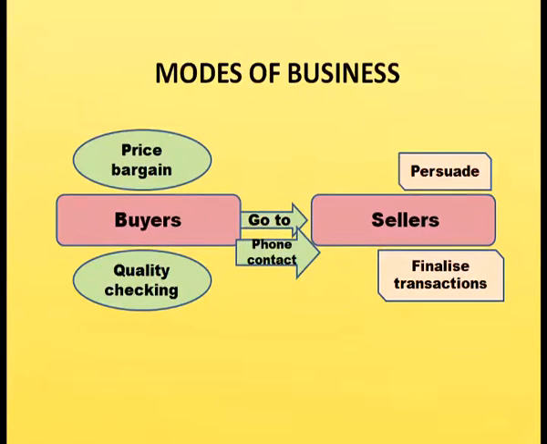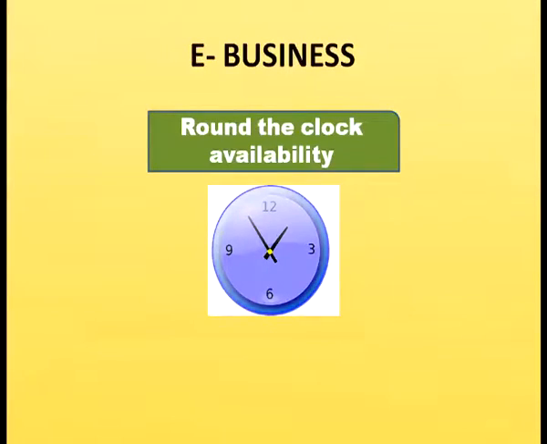Sometimes buyers will make phone contact with the sellers and thereby the transaction will be finalized. What is e-business? In such a business, buyers will sit at home and will contact the sellers over phone. That is, without visiting the market, buyers are contacting sellers. As an advantage, the buyers can have accessibility of the product round the clock. Round the clock availability is possible with the help of e-business.